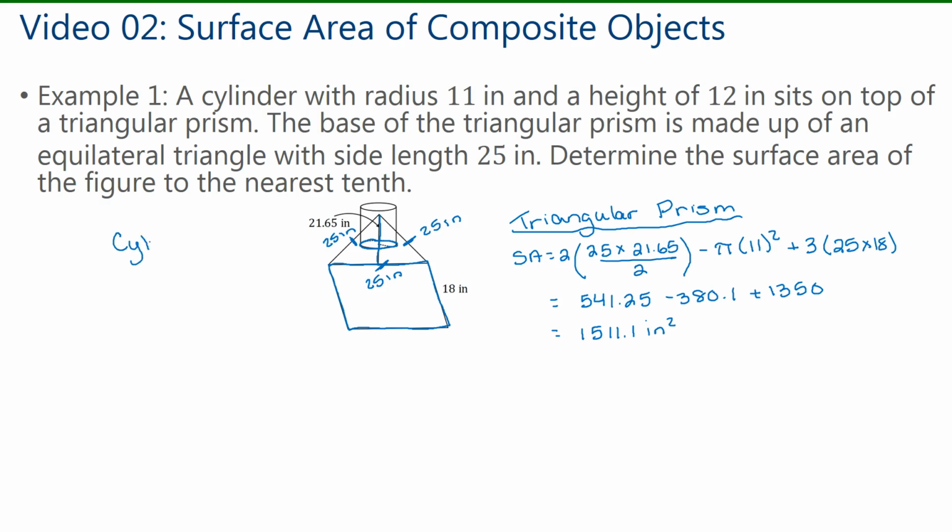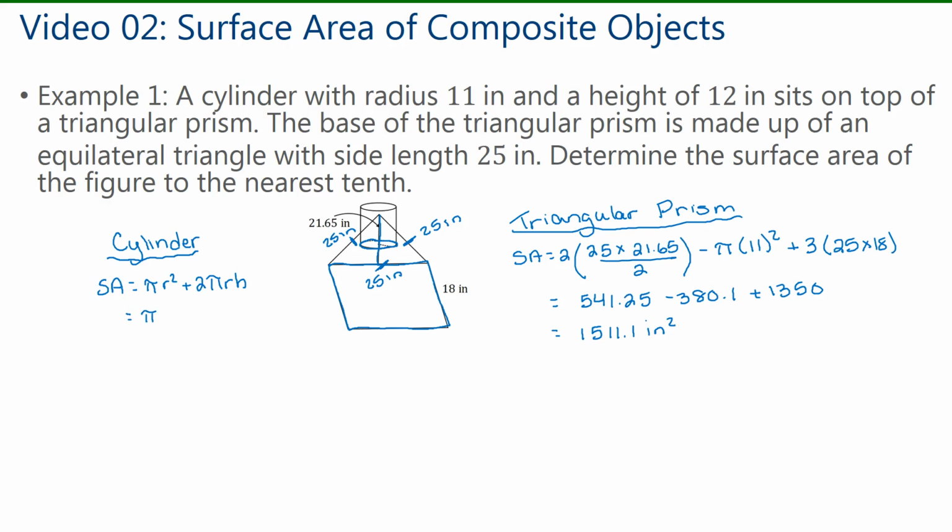Now I'll look at the cylinder. The surface area of a cylinder is 2 pi r squared plus 2 pi r h. But since I can't see the bottom of the cylinder, since it's sitting on top of the prism, then I'm only going to have one of the circles. So my formula is pi r squared plus 2 pi r h.